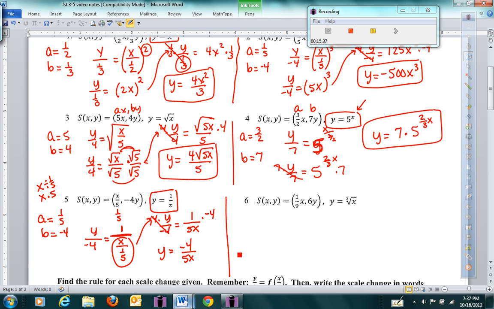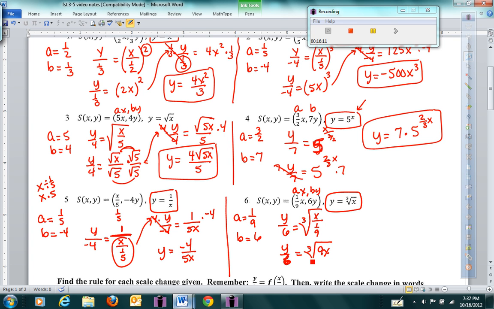All right, number 6. Here's our rule. (ax, by). A is equal to 1/9. B is equal to 6. We're going to apply this to the cube root function. So y divided by 6 equals the cube root of x divided by 1/9. Dividing by 1/9 is like multiplying times 9.